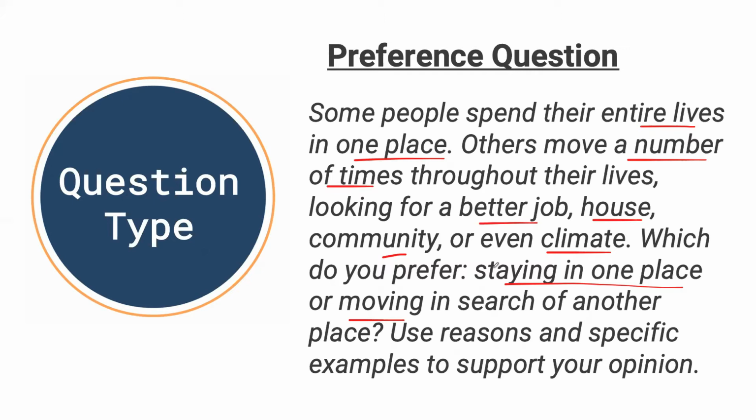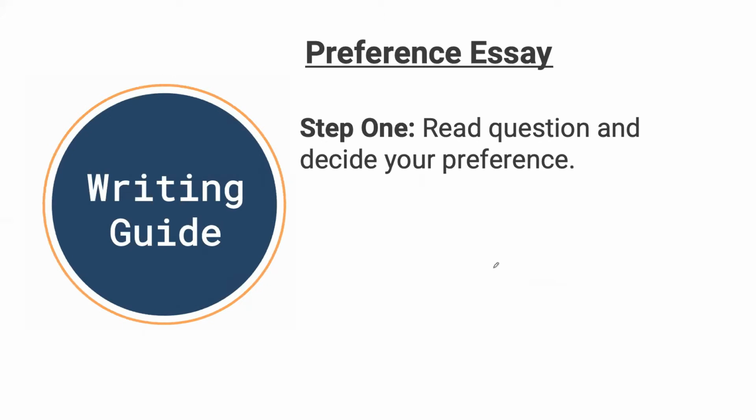Before we do that, I want to take you through an outline and also a guide that you can use when answering this question and writing your essay. So first off, we've got this 3-step guide. Step 1 is obviously going to be reading your question and deciding your preference. Remember what I said earlier, you want to choose the option that is going to be easier for you to write about and find examples for.